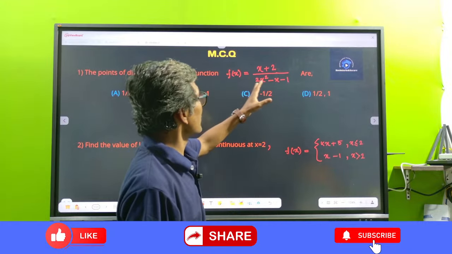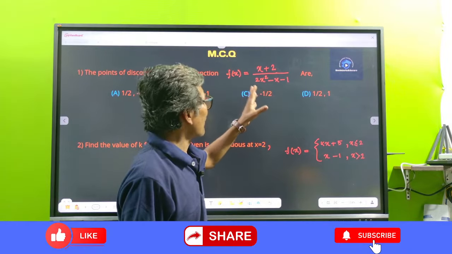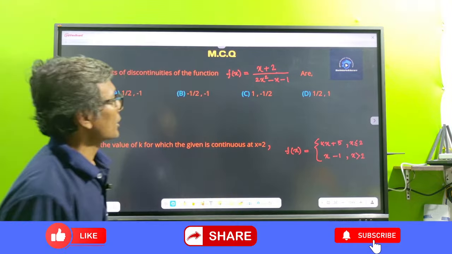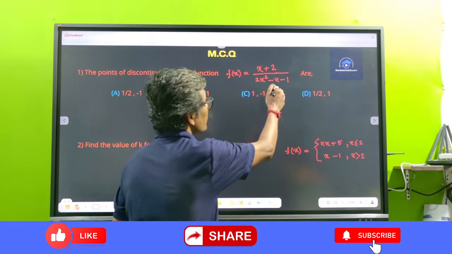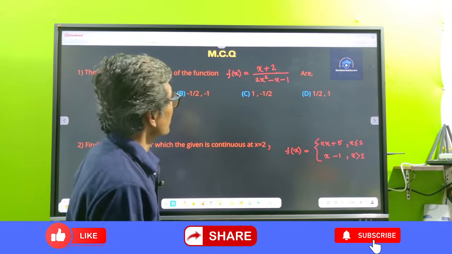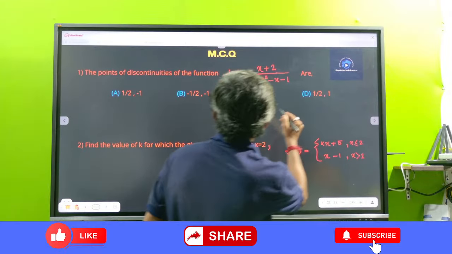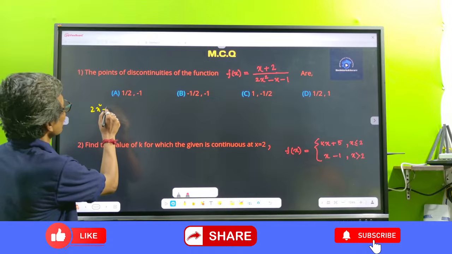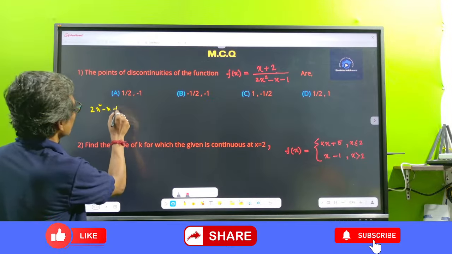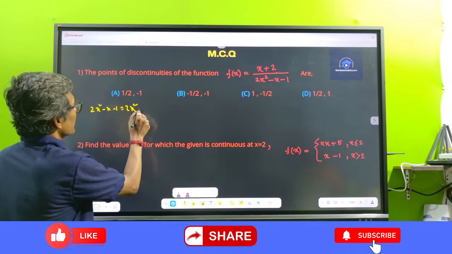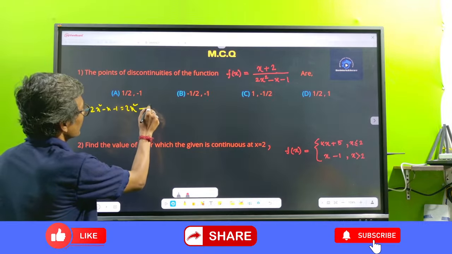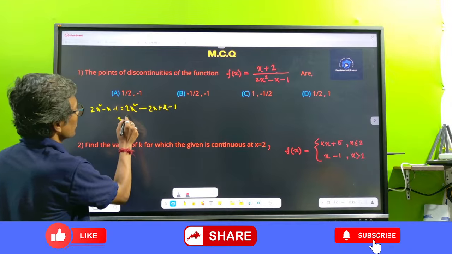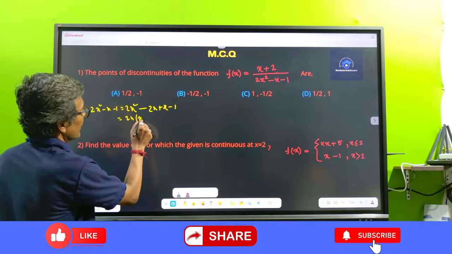The function is f of x equals (x plus 2) by (2x square minus x minus 1). So first of all, we have to resolve the denominator into factors. 2x square minus x minus 1 is equal to, with the help of middle term break, 2x square plus x minus 2x minus 1, so 2x plus 1 into x minus 1.